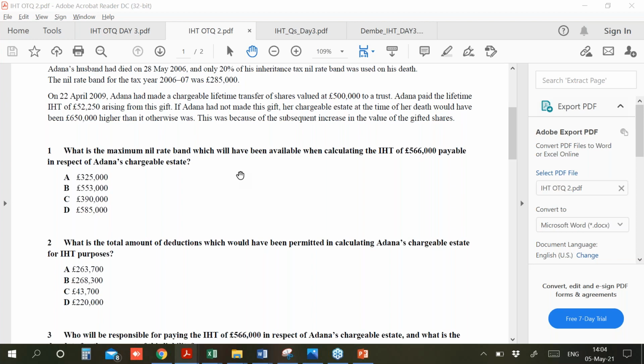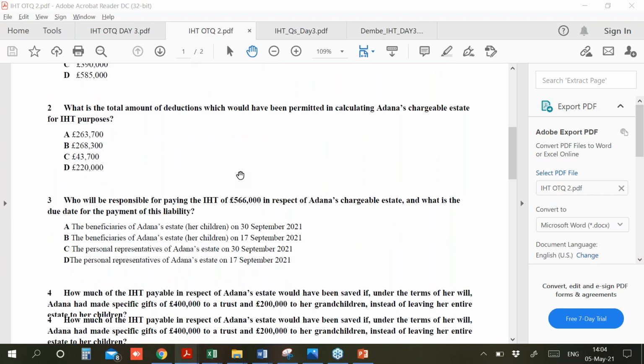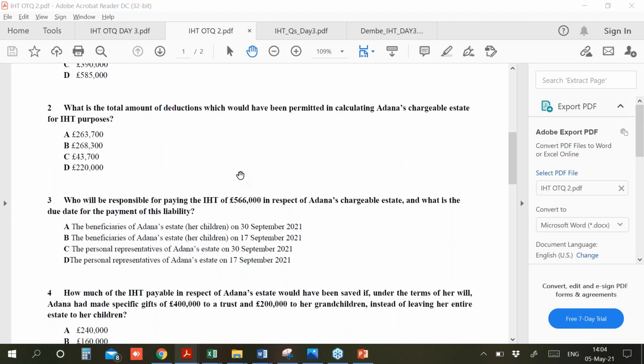Now, in the first two MCQs, I know that when I'll be reading the scenario, I should check how much nil rate band is available to Adana. So I'll be looking for the nil rate band. And the second, they've asked me about the deductions. So I'll be looking at the deductions that Adana can make. Then, in the third, who will be responsible for paying the IHT of 566,000 in respect of Adana's chargeable estate? And what is the due date of the payment of the IHT liability?